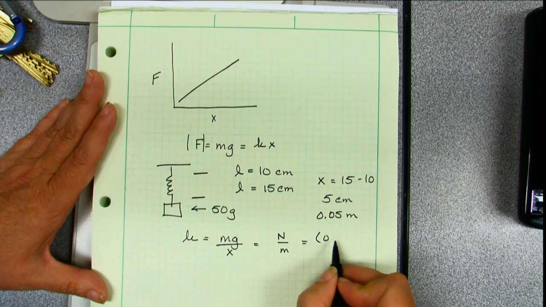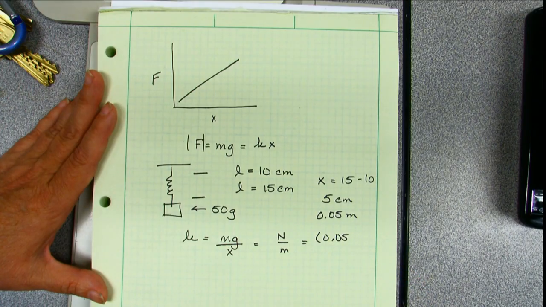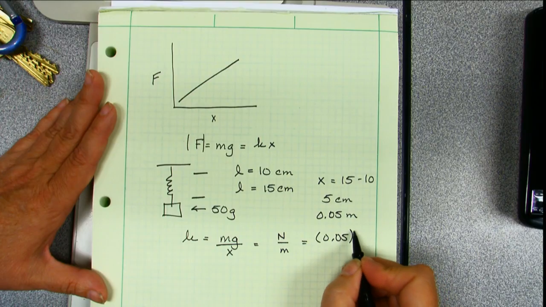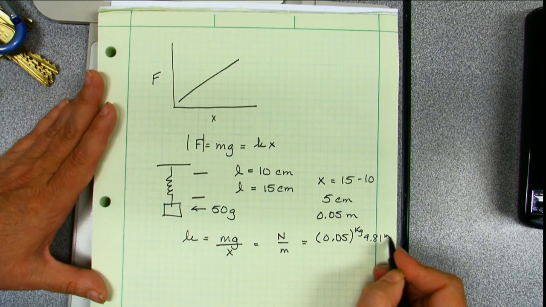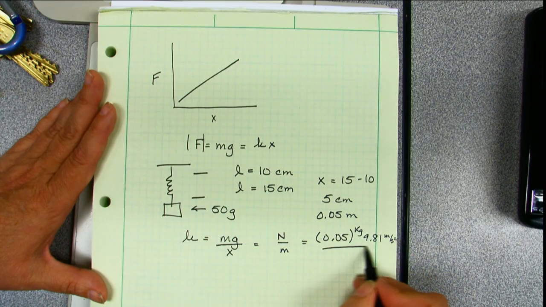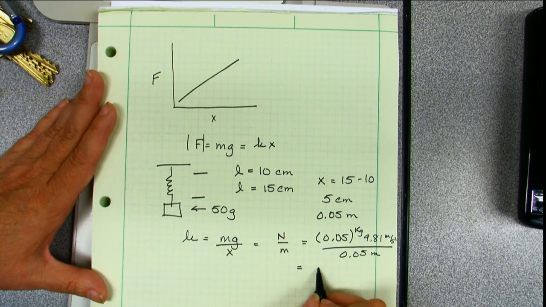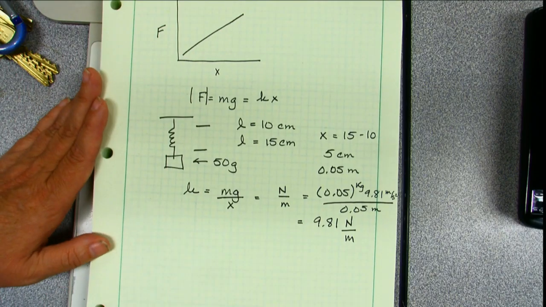So I get my 0.05 kilograms, 9.81 meters per second squared, which gives me my newtons, and I get my 0.05 meters. Oh good, I don't have to do any calculations because those two cancel out. And I get newtons per meter as my spring constant.